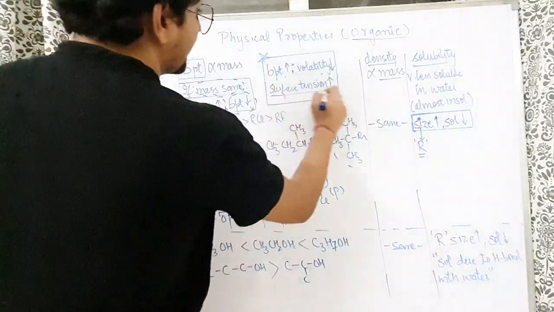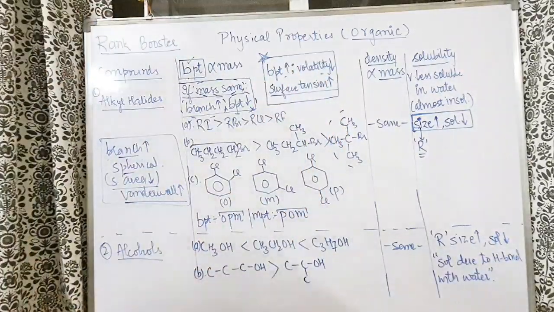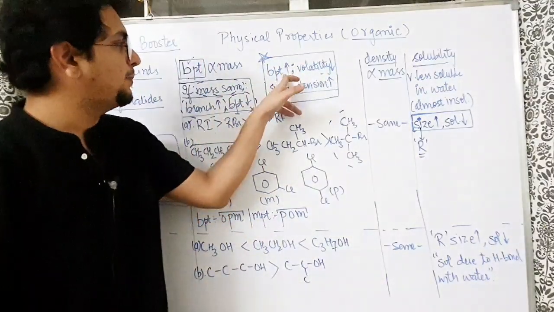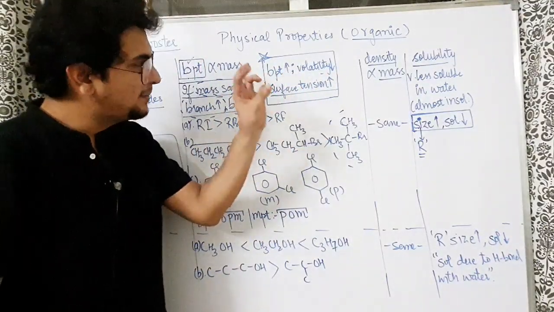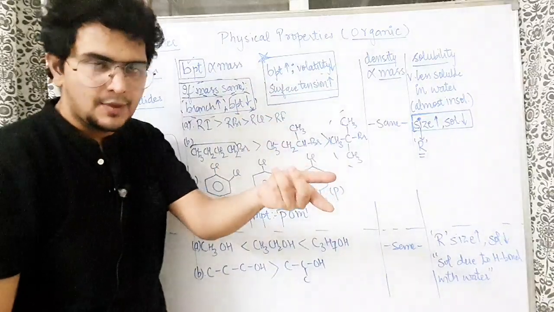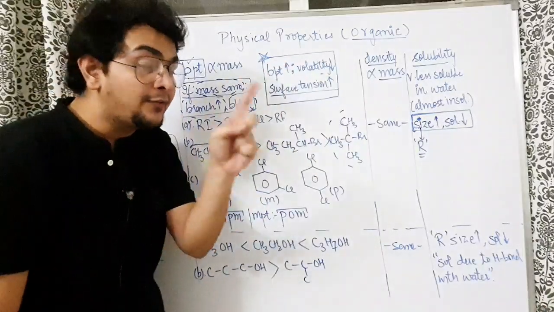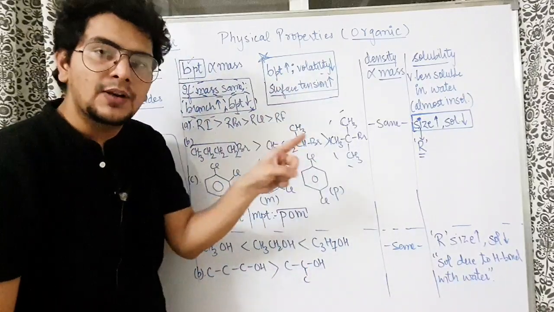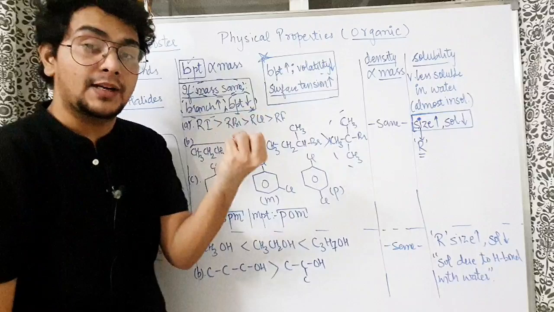Similarly, sometimes a surface tension question also comes. If the boiling point is high, surface tension will automatically be high. Why? Because boiling point as well as surface tension both depend upon the force of attraction. If the boiling point is high, that means the force of attraction is high. If the force of attraction is high, surface tension will also be high. That means the intermolecular force of attraction is high.